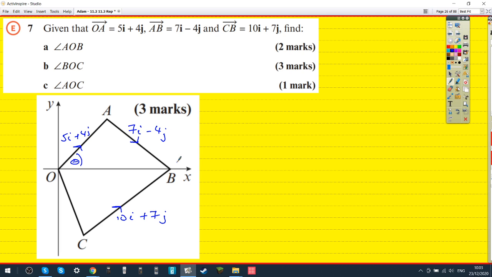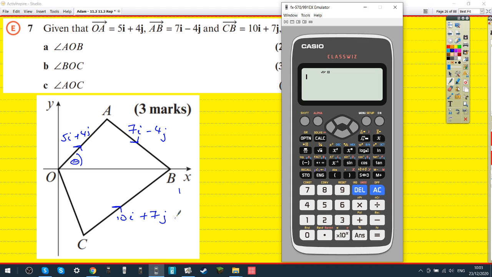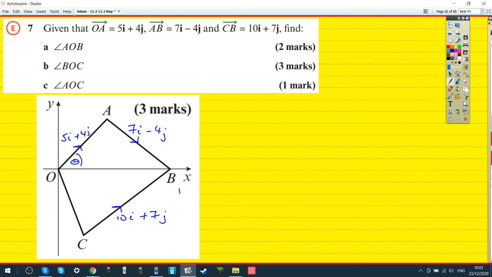We have two sides. I'm not sure. Let's see. Oh, we could find the magnitude of them for the length. Oh, I don't have a method. Let's see. If that was tan, that would be opposite over adjacent. Oh, hold on.